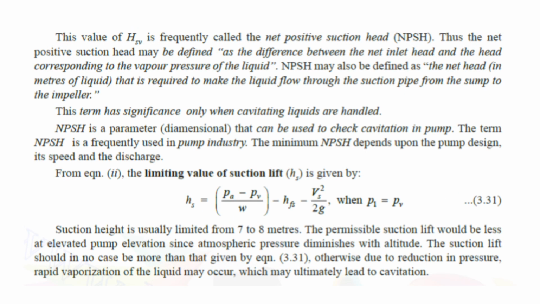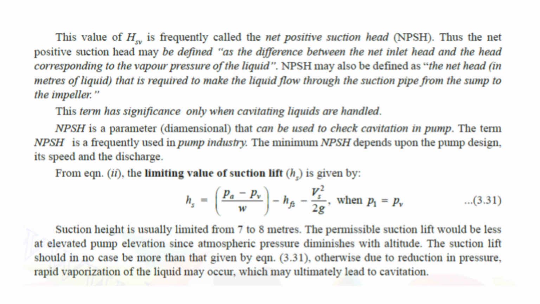The value of HSV is frequently called the net positive suction head. Thus, the net positive suction head may be defined as the difference between the net inlet head and the head corresponding to the vapor pressure of the liquid. The net positive suction head may also be defined as the net head that is required to make the liquid flow through the suction pipe from the sump to the impeller.